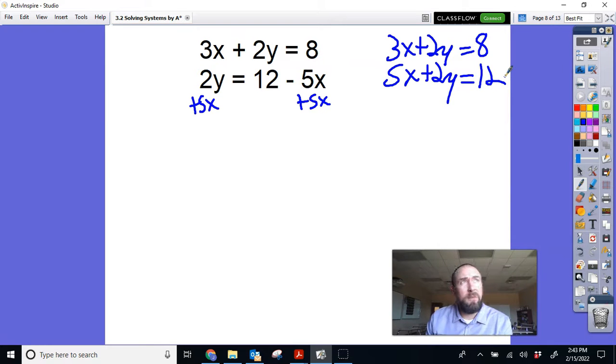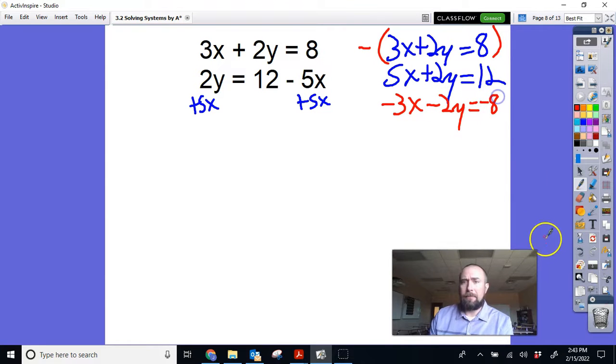Now, again, if you want to pause and try from here, see if you can make one of the variables be opposite. Make one of the variables cancel out. You'll notice, hopefully, on this one that the y's would be great. All I'd have to do is make the 2 negative. So all you really have to do there is multiply by a negative. Or if you want to get a little more specific, it's negative 1 that I'm multiplying by. That gives me negative 3x, negative 2y, and negative 8. Then I can do my addition method.